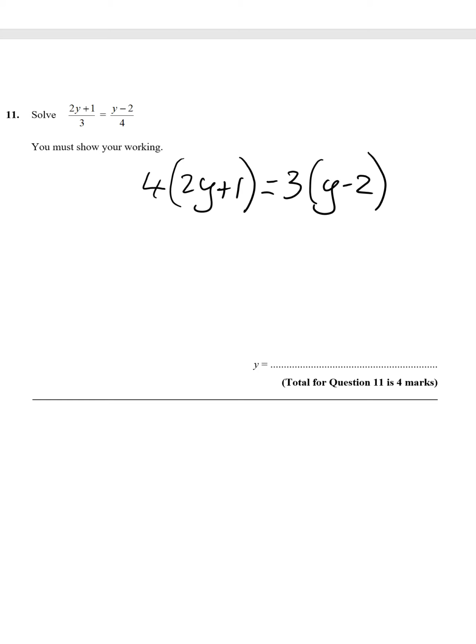Right, number 11. We've got to solve. So we've got fractions, so we need to cross multiply to get it all on one level. So we've got 4 times 2y plus 1, and 3y minus 2. Right, expand the brackets.